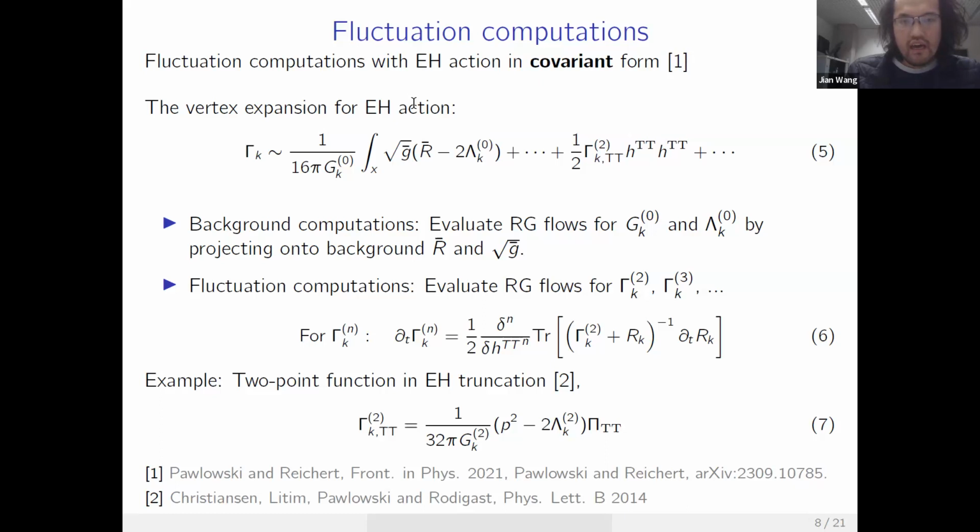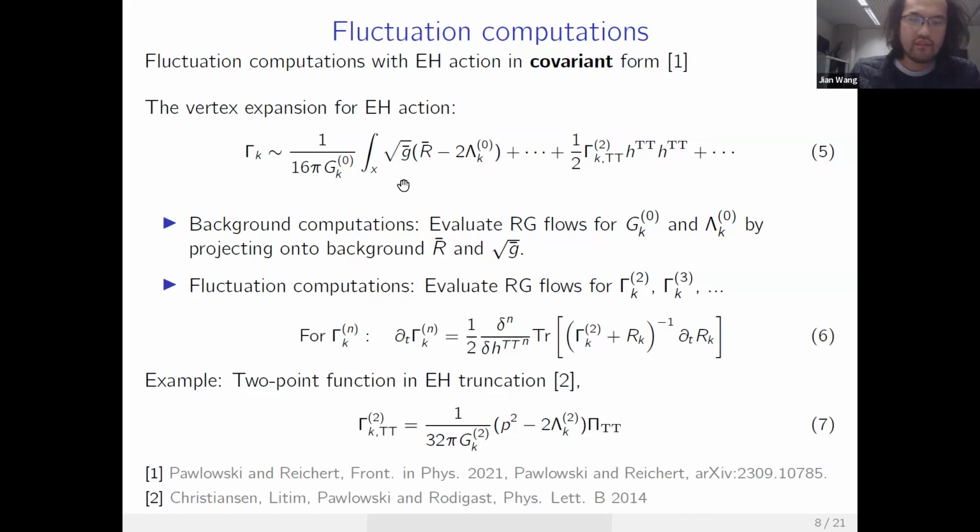So first, we can do the vertices function for this Einstein-Hilbert action. Then the first term is the background quantities, which correspond to the zero order of the fluctuation. Then we can give the first order fluctuation. We can also give the second order fluctuation, which is given here, and the other higher order terms.